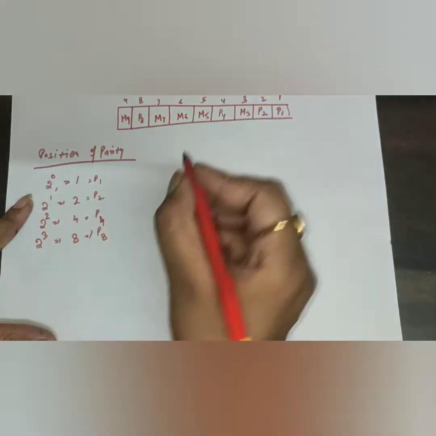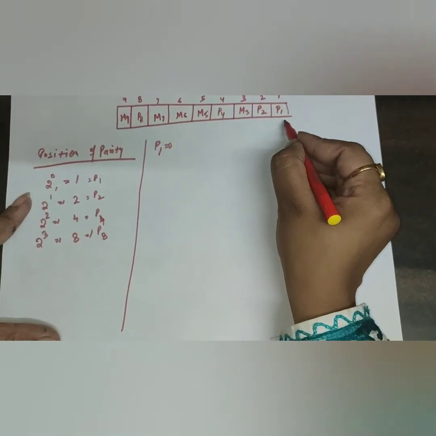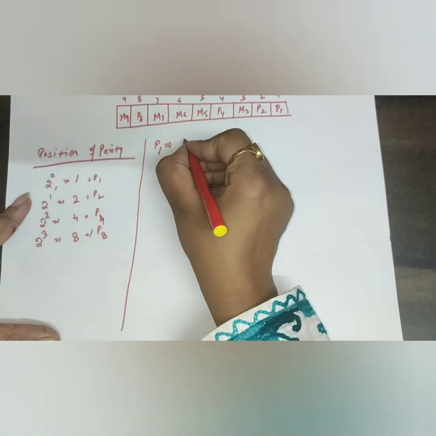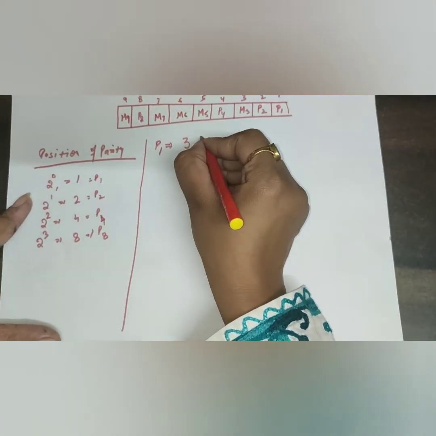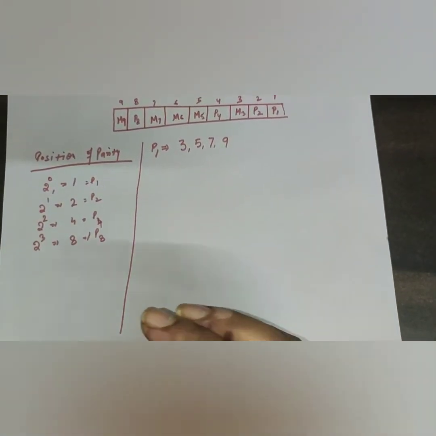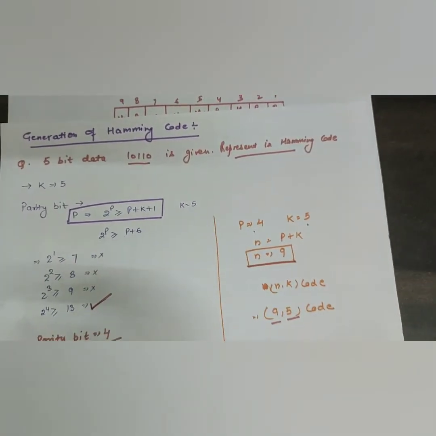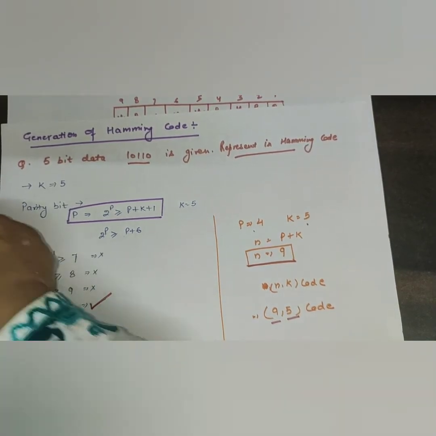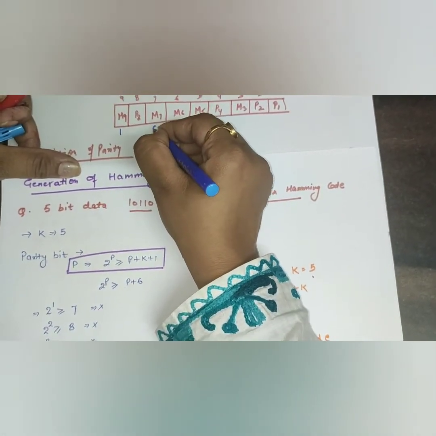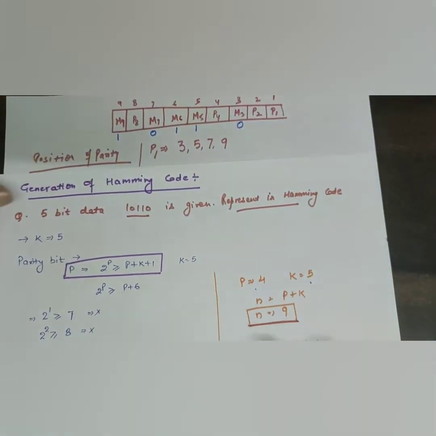Now for P1, we check 1, skip 1, check 1, skip 1. So here P1 will be 3, 5, 7, 9. Our message was 1, 0, 1, 1, 0. We should write our message here. So 1, this is parity, 0, 1, 1 and this is parity. This will be the message. Okay.